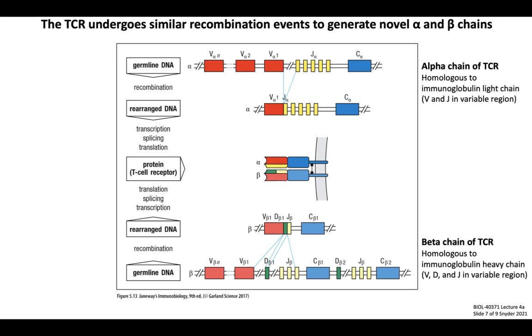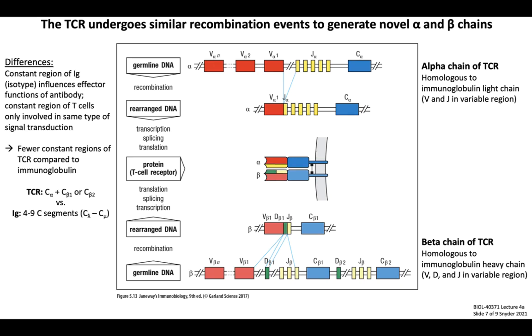The genomic loci of the TCR are arranged similarly, so the alpha chain at the top here is homologous to the light chain of immunoglobulin, and the variable region of the alpha chain is only made up of recombined V in red and J in yellow gene segments, which then connect to a constant segment in blue that does not contribute to antigen binding. The beta chain of the TCR shown at the bottom of this diagram is homologous to the heavy chain of immunoglobulin, and it also contains D gene segments shown in green, and these make up the variable region of the T-cell receptor.